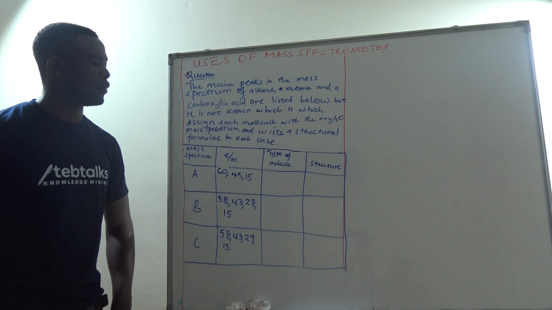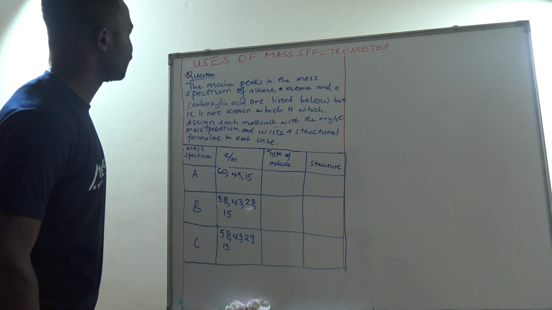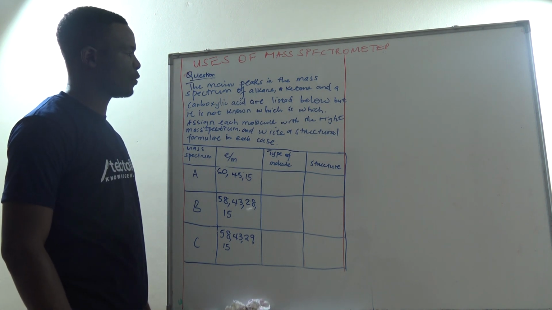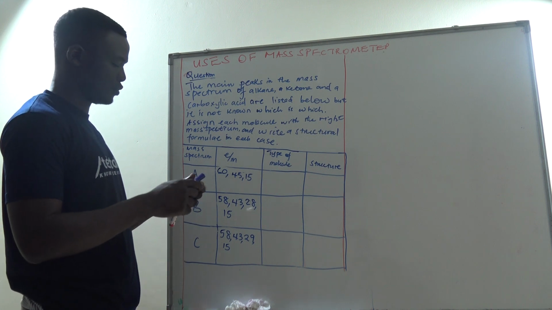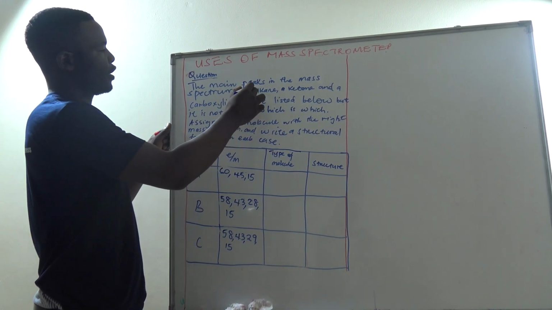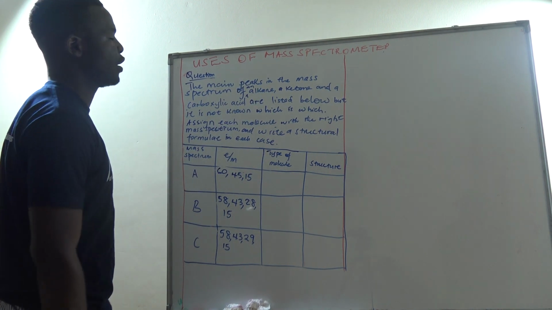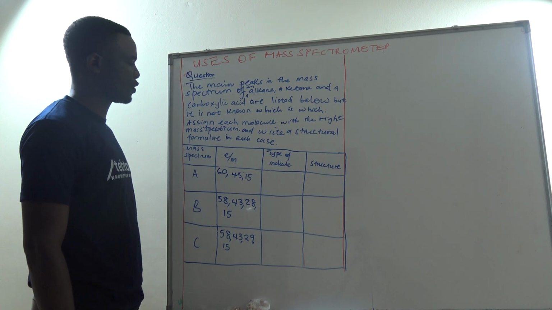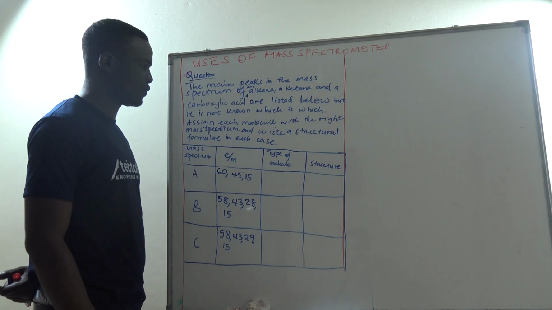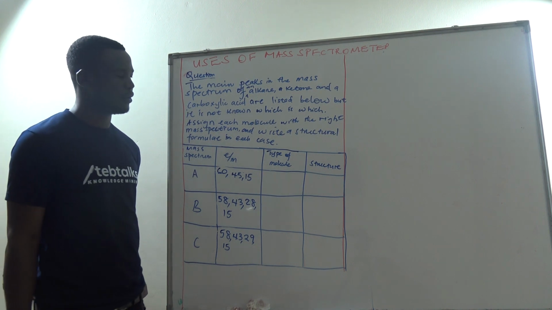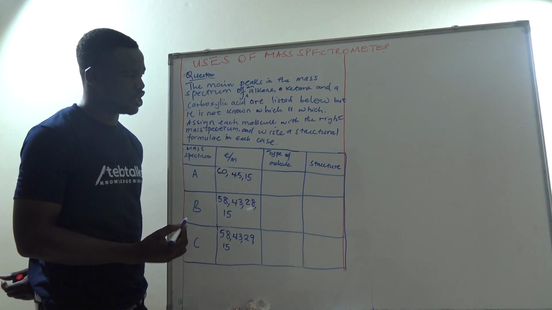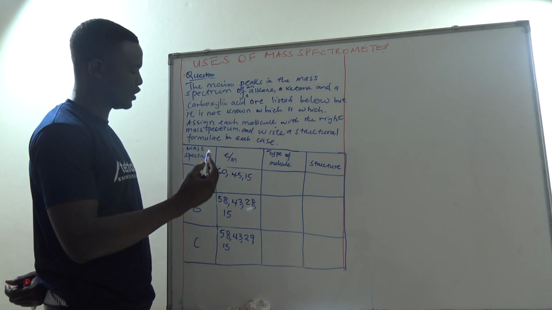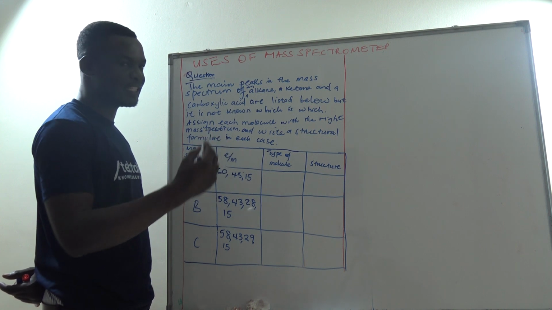So, we are looking at one more question, and the question says that the main peaks in the mass spectrum of an alkene, a ketone, and a carboxylic acid are listed below, but it is not known which is which. Now, the task at hand: we are required to assign each molecule with the right mass spectrum and write a structural formula in each case.